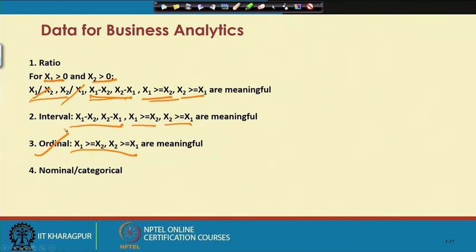And if ratio, interval and ordinal are not available, then the final one is called nominal or categorical. So altogether, data has to be recorded as per the requirement, and once the data is recorded, you put it in a structure. Then you are in a position to analyze it as per the particular technique and the particular business requirement. Okay, so this is what it is.